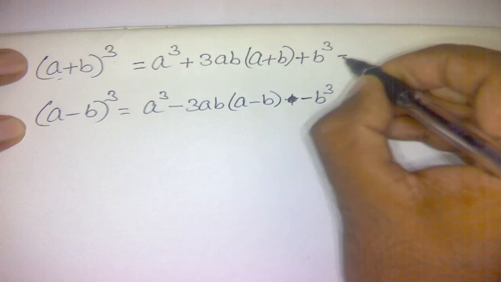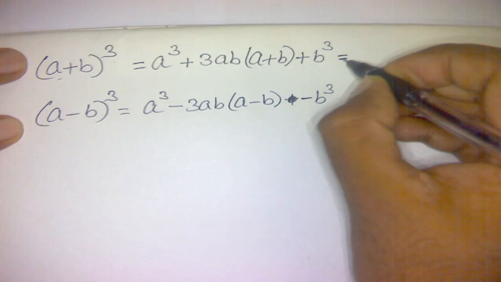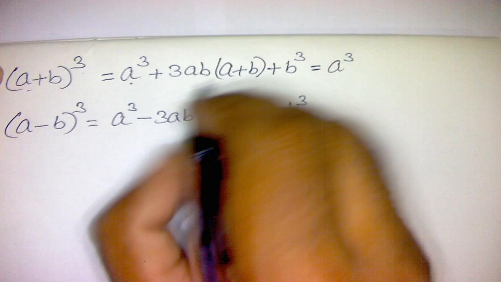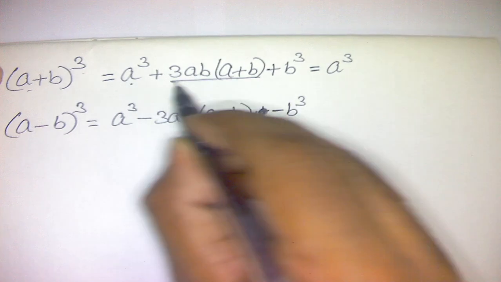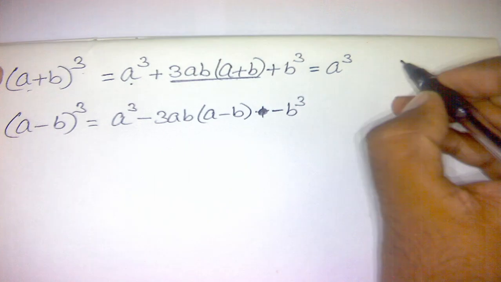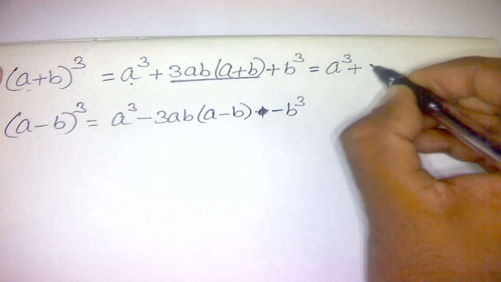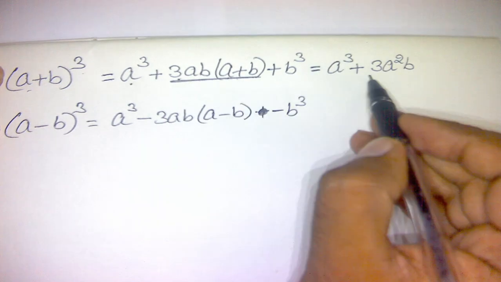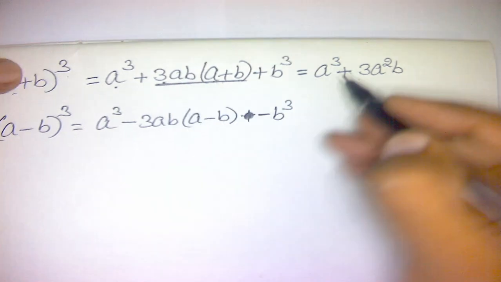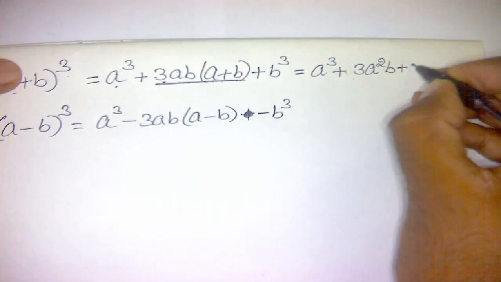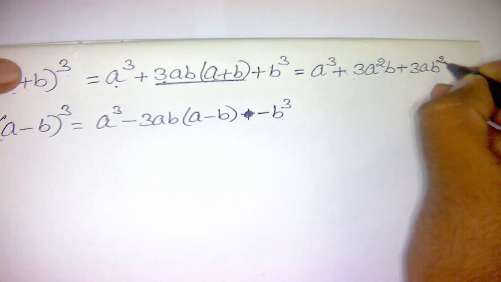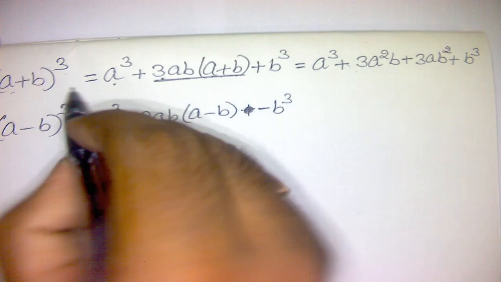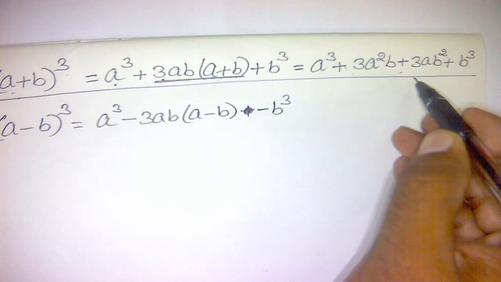This same part can also be written in another way. Now a cubed will be kept as it is, whereas this middle part 3ab multiplied by a plus b, we will write it as 3a squared b, because 3ab multiplied by a will give you 3a squared b, and 3ab multiplied by b will give you 3ab squared, and plus b cubed. So it can be written in either of the two forms.